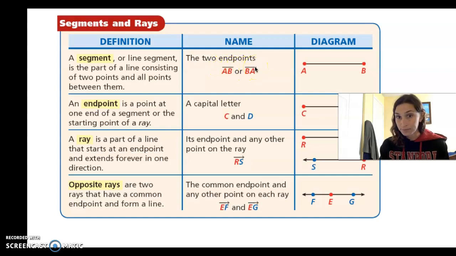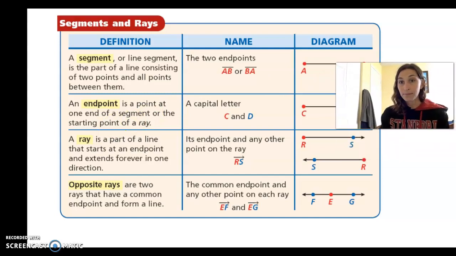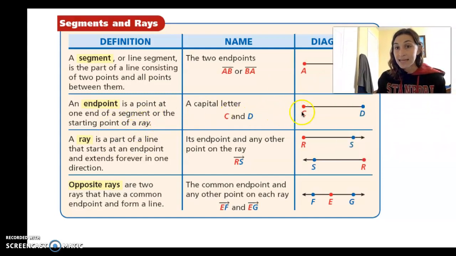No arrows. Okay? As I just talked about with the endpoints, an endpoint is a point at one end of the segment or the starting point of a ray. So here, I'm going to move myself up there. You can see that C and D are your endpoints. When describing endpoints, you would just say C and D are endpoints. Write it like that.